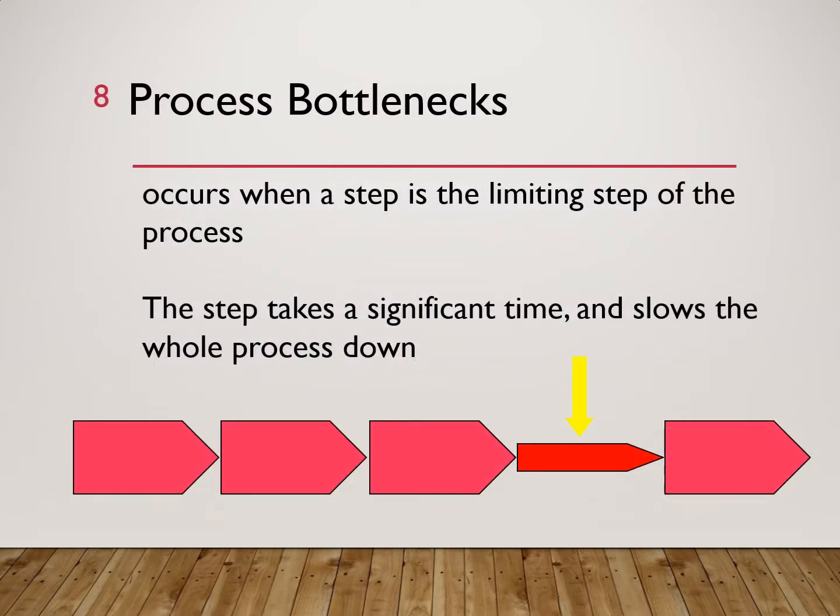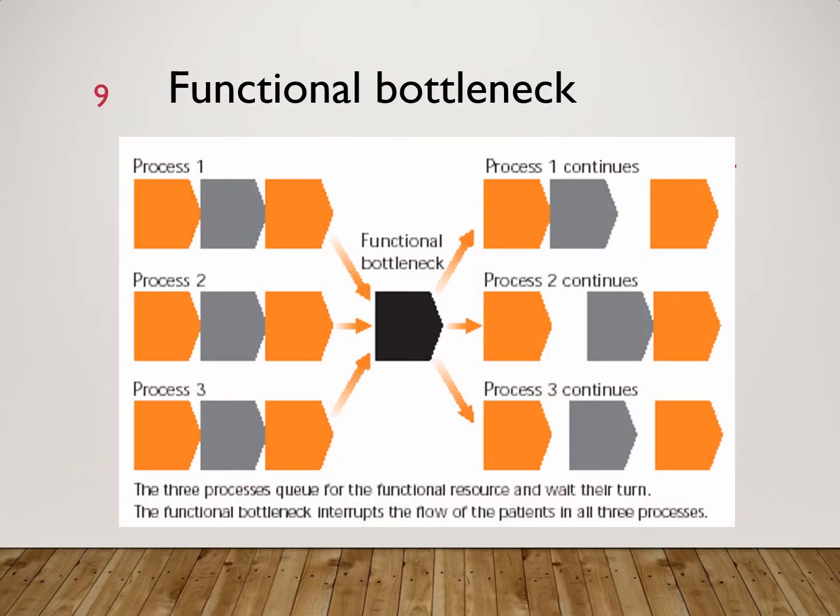Process bottlenecks. When compiling process maps, you may come across process bottlenecks. It occurs when a step is the limiting step of the process. This step takes a significant time and slows down the whole process. An example is a functional bottleneck like a single centrifuge that is needed in multiple processes, which may then hold up and slow down all the three processes as they queue up for their turn.